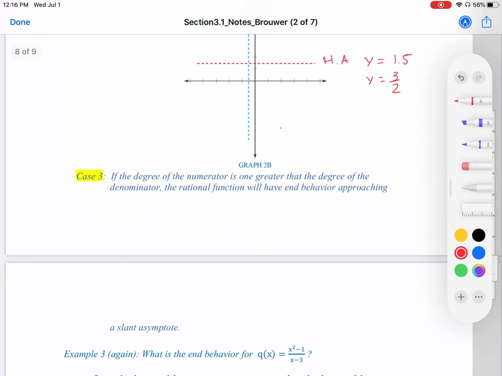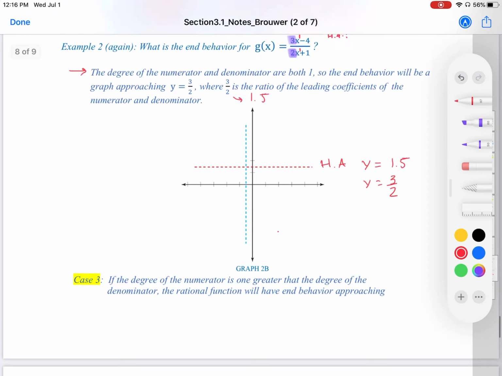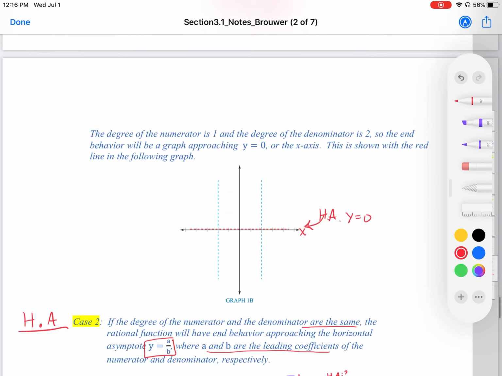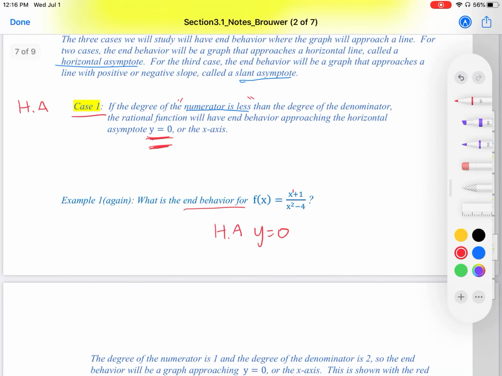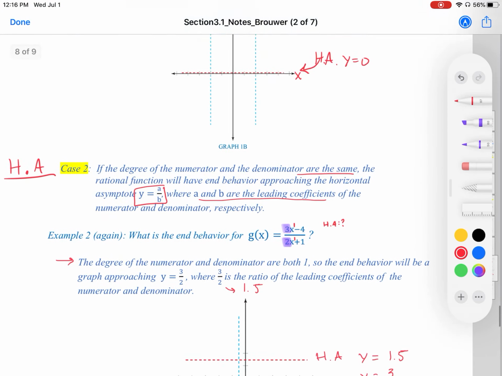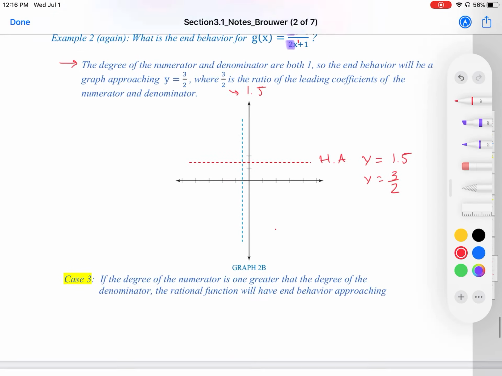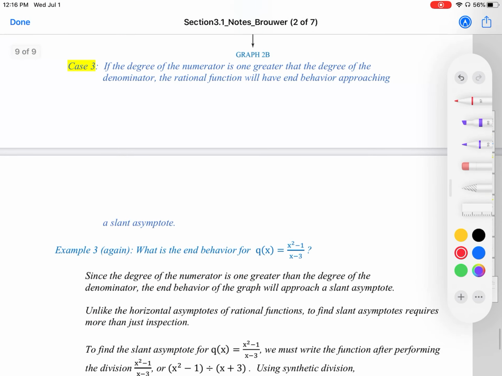All right, last case of a horizontal asymptote. So let's recall. We have one for when the numerator is less, so when the numerator is the smaller one. We have a case when they're the same degree. So lastly, we're going to have a case when the numerator is greater. So a third case of horizontal asymptotes. If the degree of the numerator is greater than the degree of the denominator, the rational function will have an end behavior approaching a slant asymptote.